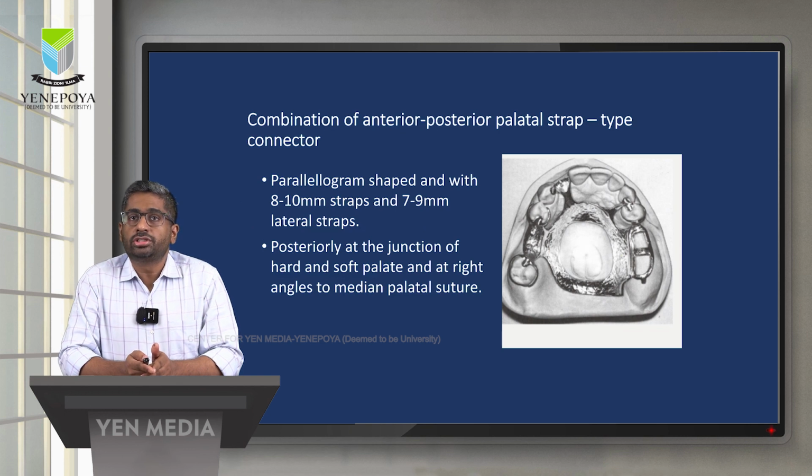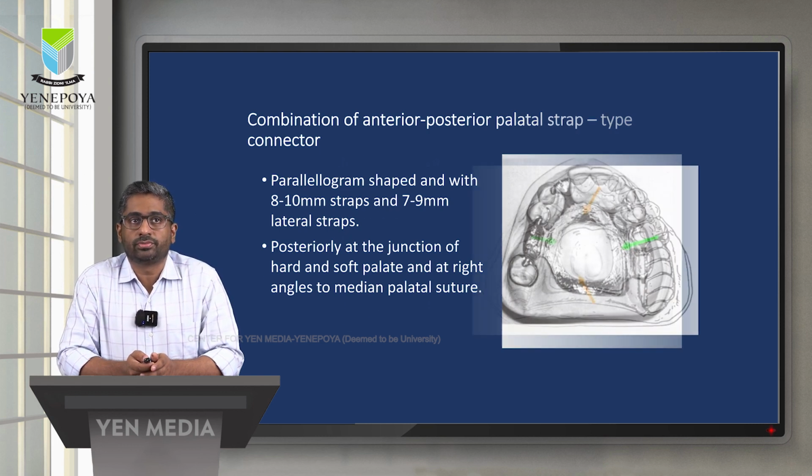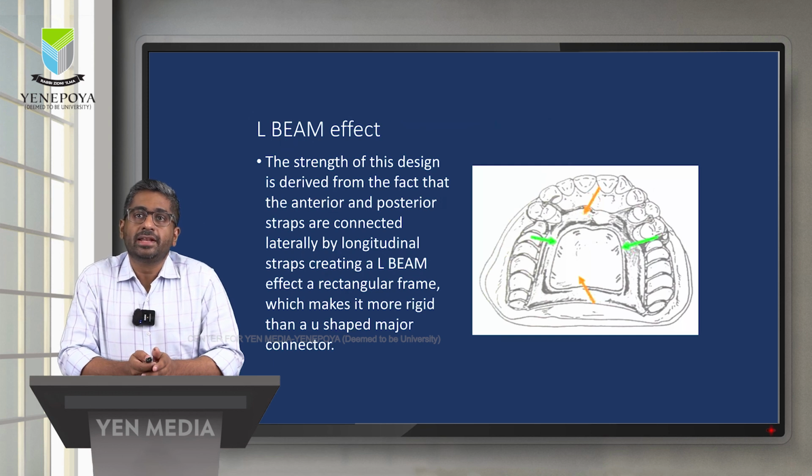Now, these major connectors are more of a parallelogram shaped major connector with an 8 to 10 millimeter strap, that is the vertical straps, and the lateral straps are at least 7 to 9 millimeters wide. Posteriorly at the junction of the hard palate and the soft palate, and at right angles to the medial palatal suture. Now, what is an L-beam effect?